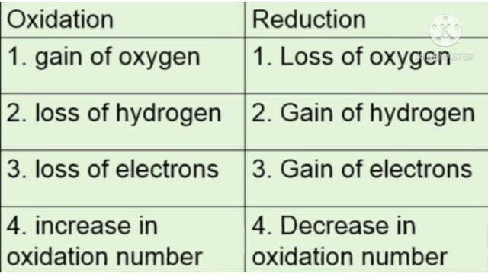Now see the difference between oxidation and reduction. In oxidation, gain of oxygen, and in reduction, loss of oxygen. In oxidation, loss of hydrogen, and in reduction, gain of hydrogen. In oxidation, loss of electrons, and in reduction, gain of electrons. And in oxidation, increase in oxidation number, and in reduction, decrease in the oxidation number.